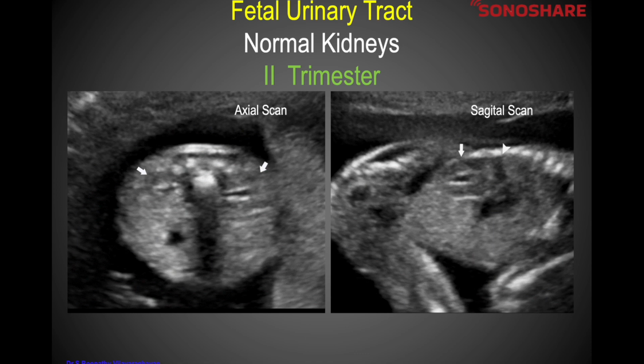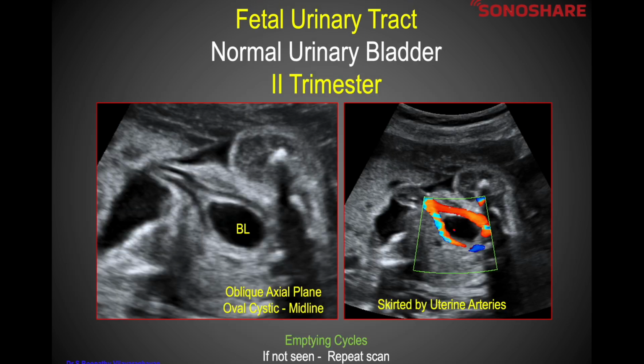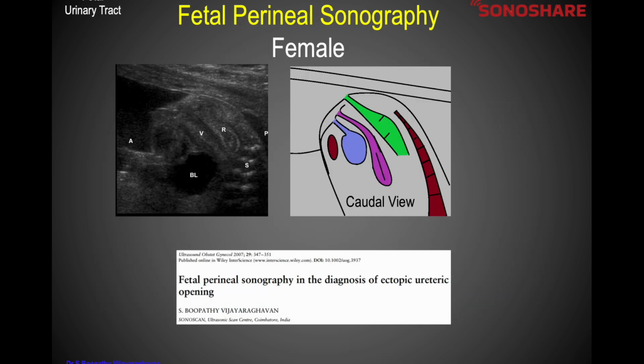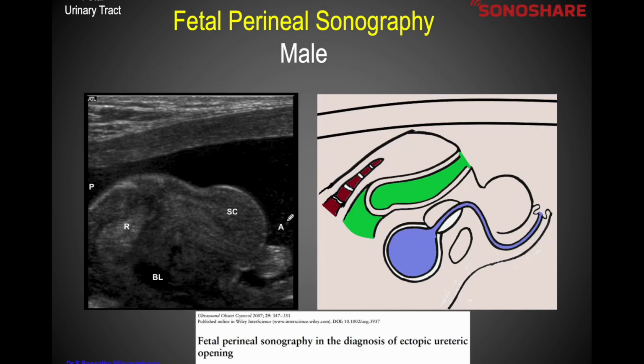As on the axial scan, the transducer used is the convex broadband transducer, and if the urinary bladder is not seen, then the scan has to be repeated to confirm. Whether it is the caudal aspect, you see the different structures: the posterior, the anterior, and you see the bladder, the urethra, posterior urethra, anterior urethra, and the tip of color Doppler.